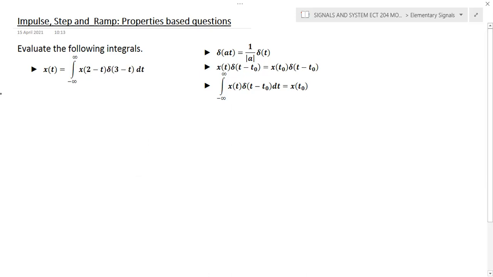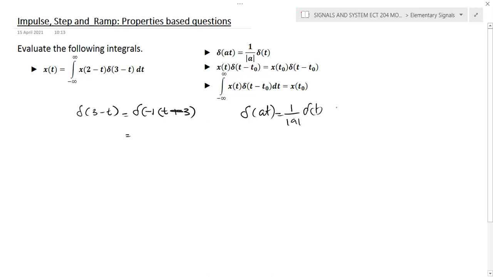Now we can evaluate another question, which is x of 2 minus t into del of 3 minus t. Here, the impulse signal del of 3 minus t is not given in the standard form, so I need to rewrite this. So del of, if you take a minus 1 outside, it becomes t minus 3. If you look at this particular expression, it is similar to del of at, and del of at is simply 1 by modulus of a into del of t.